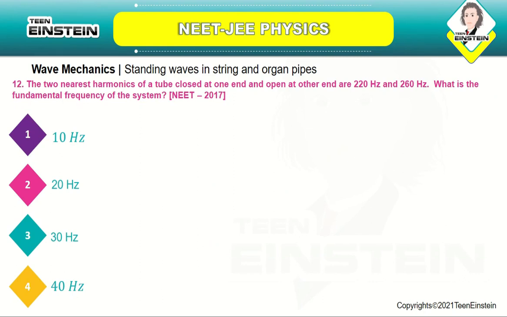The two nearest harmonics of a tube closed at one end and open at another end are 220 Hz and 260 Hz.